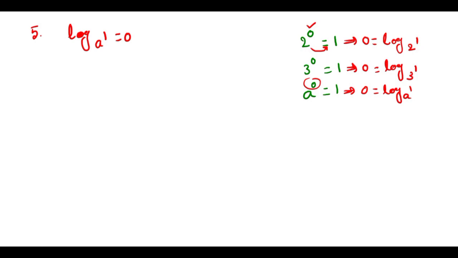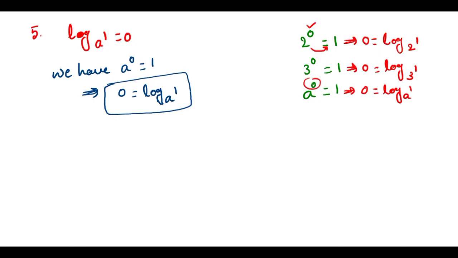Okay, so how to prove this one? As usual, we have a power 0 equal to 1. So this is actual exponential form. From this logarithmic form, 0 equal to log 1 base a. Okay, so log 1 base a equal to 0.